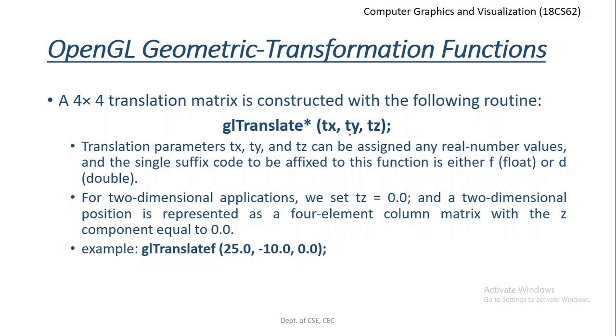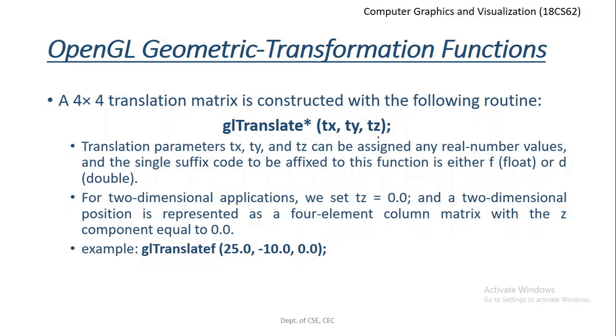For a two-dimensional application, we set the translation parameter along the z-axis as 0, because for a 2D application there is no concept of z-axis. We have only x and y-axis. If you're using this particular function in a 2D space, in that case the value of the translation parameter tz will be assigned the value of 0.